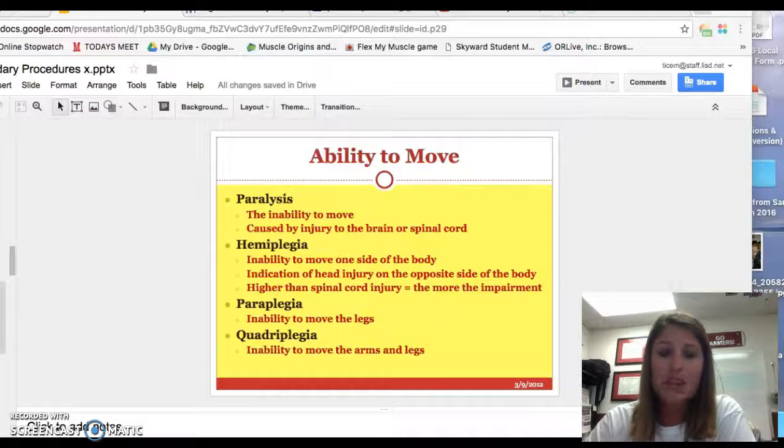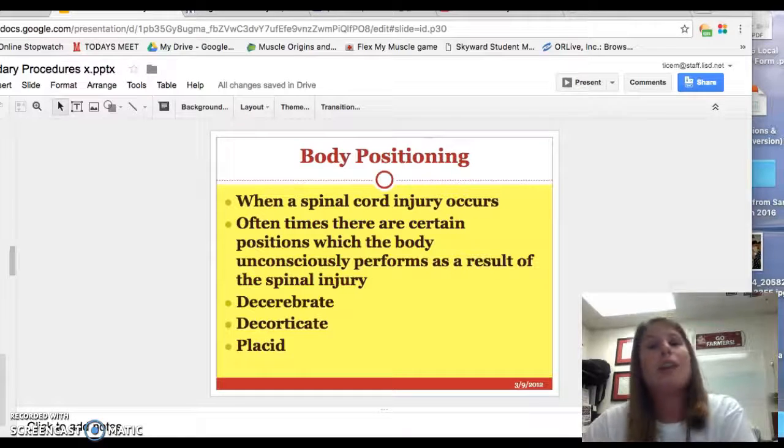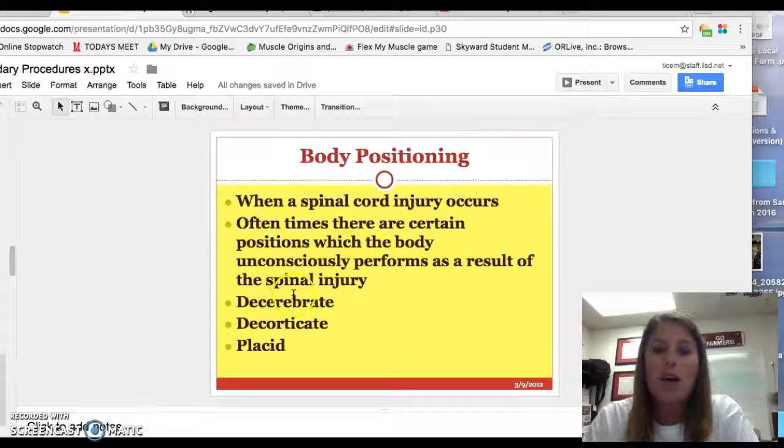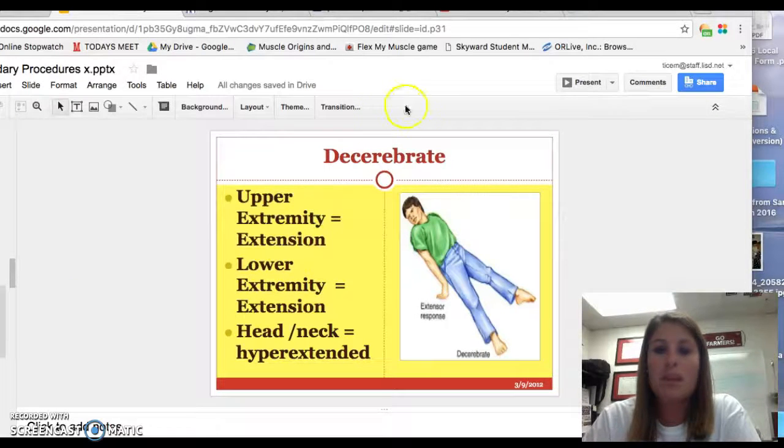Moving on with ability to move, there are three body positions that your body naturally goes into when there's a spinal cord injury. It's just one of those defense mechanisms. The first one that we see is decerebrate, then we have decorticate, and then we have flaccid. We're going to learn the difference between those.